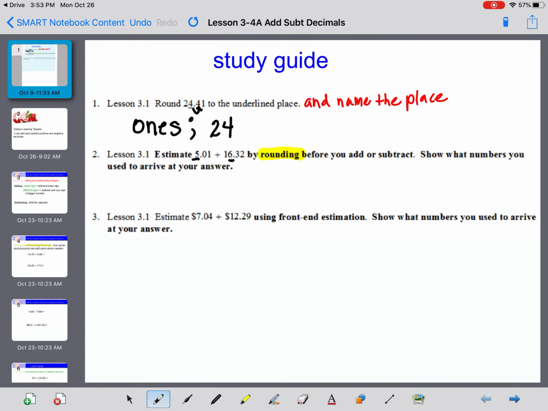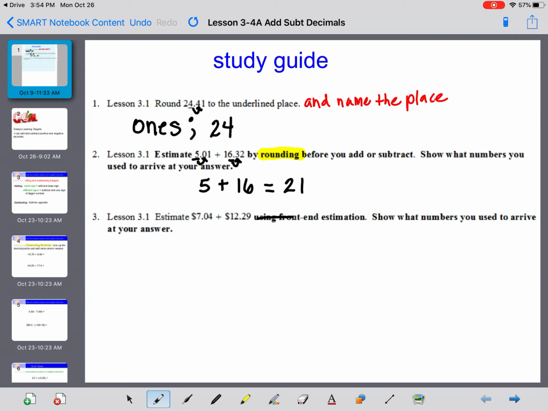To round the 5, I look at the 0. The 0 is not 5 or bigger, so I'm going to use the number 5. To round the 6, I look at the number to the right, which is 3. 3 is not 5 or bigger, so I keep the 6 a 6 and change the remaining numbers to 0. 5 plus 16 is 21. You may have selected different numbers than I did. As long as you came to the number close to 21, you probably have it correct.